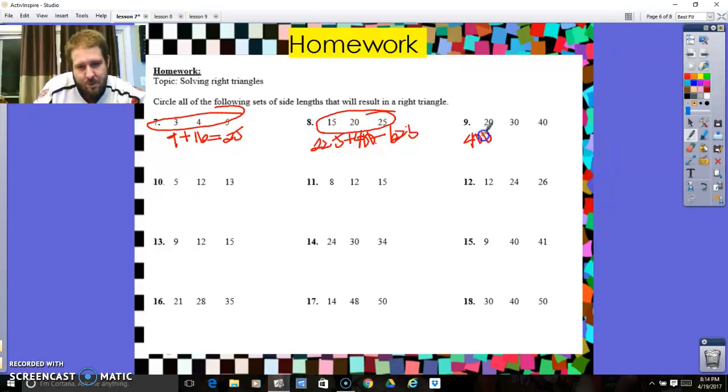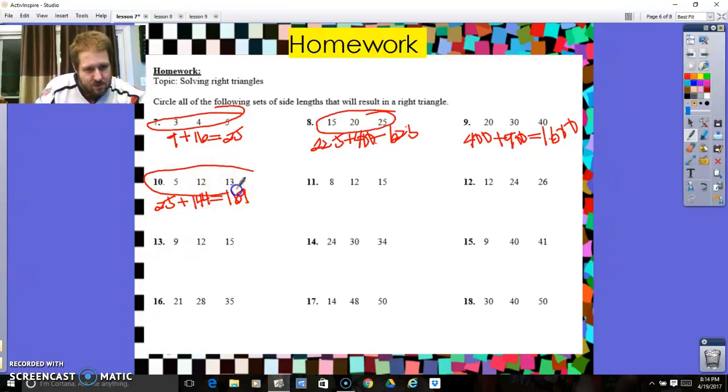20 squared is 400, 30 squared is 900, and 40 squared is 1600. 900 plus 400 is 1300, not 1600, so this is not a right triangle. 25 plus 144 equals 169. Let's see, that I believe is true. Yes, it is, so I'll circle that. 64 plus 144 equals 225. That does not look to be true, because that looks to be 208. So that is not a right triangle.